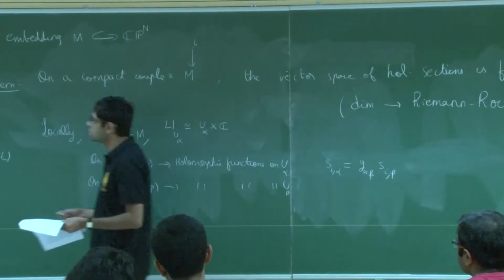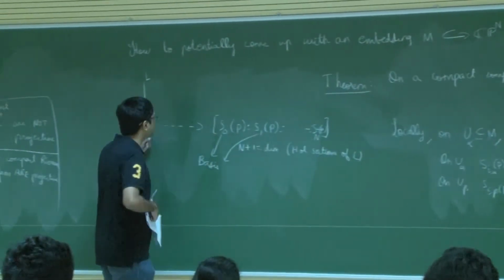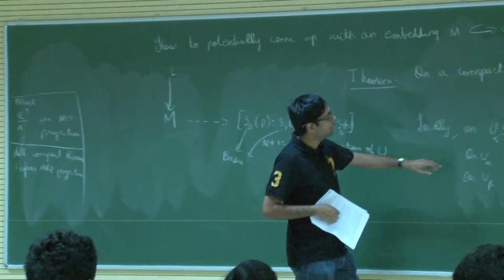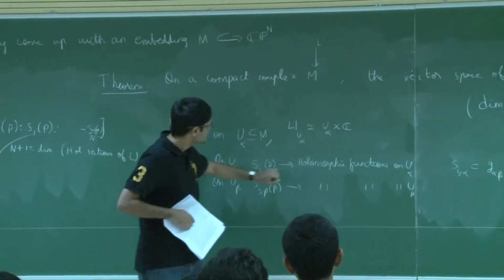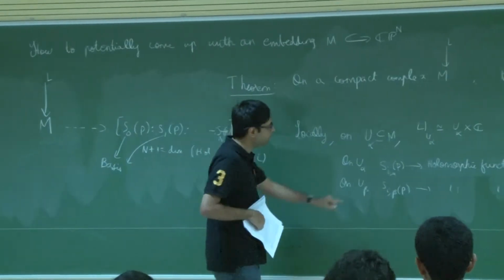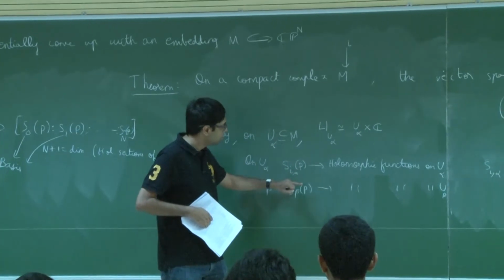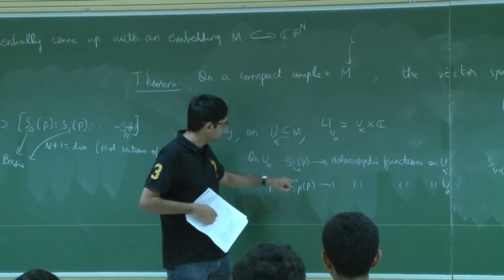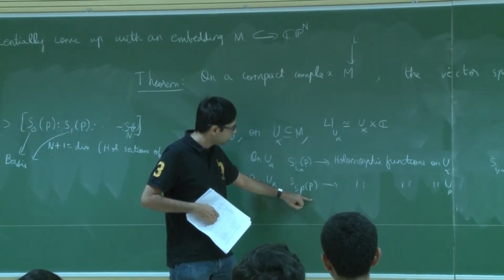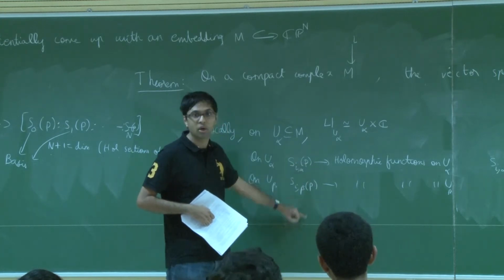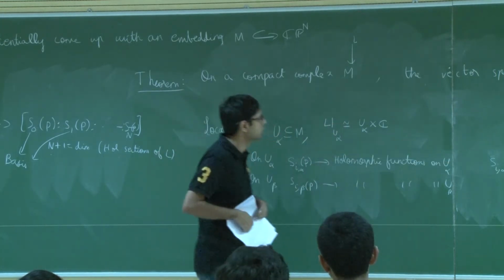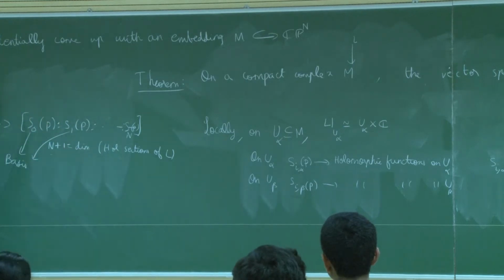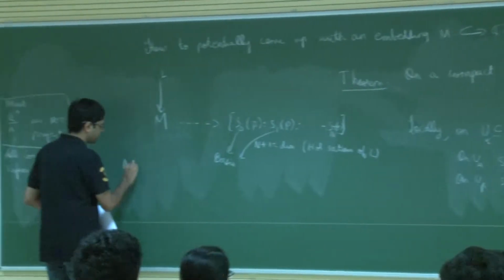Locally, by definition of a line bundle, it is trivial. In other words, locally it looks like this. So a section is simply a holomorphic function. But if you choose a different open set, you get a different holomorphic function, and these two are related by means of the transition function.